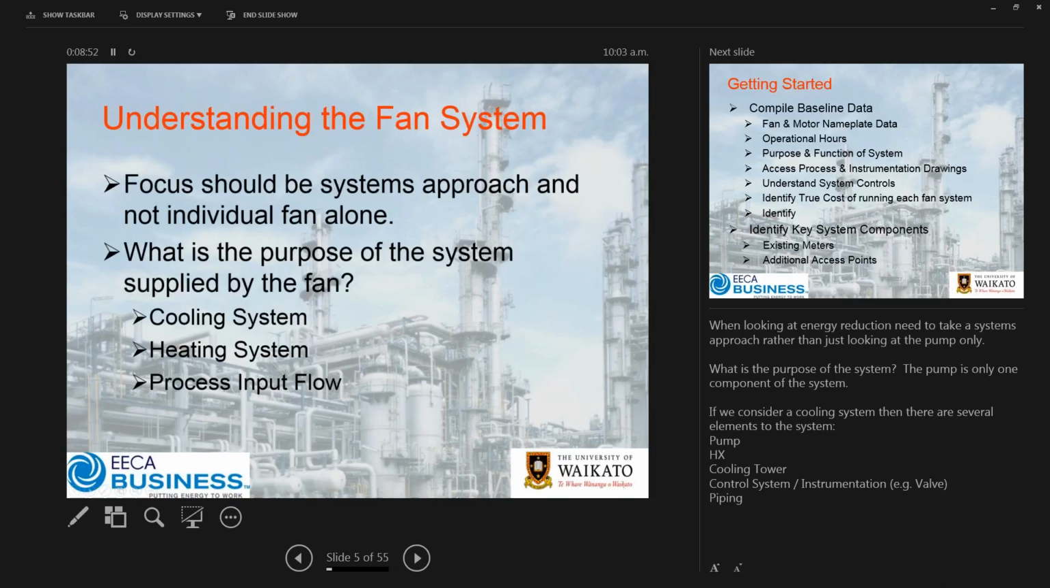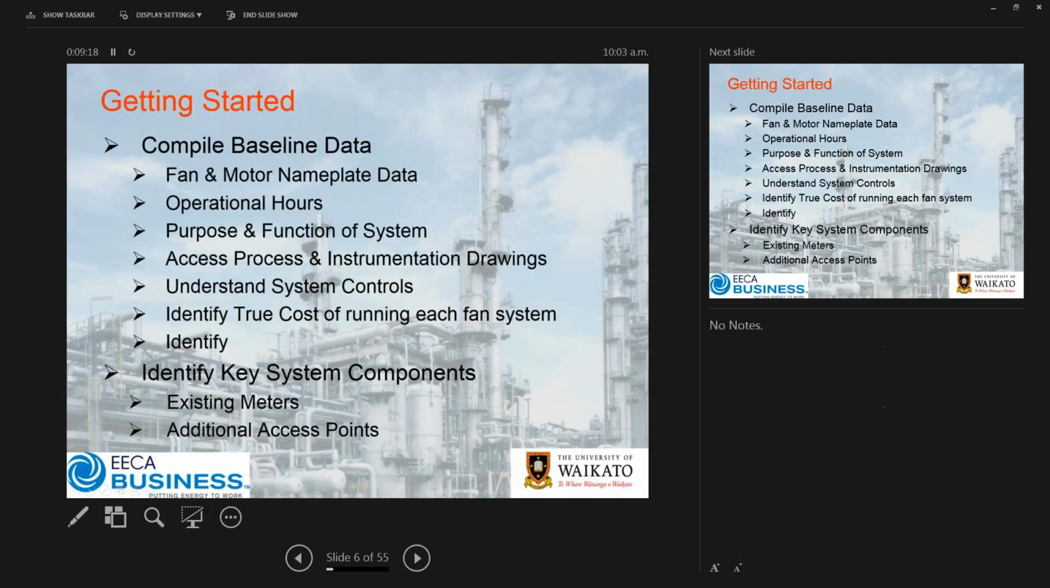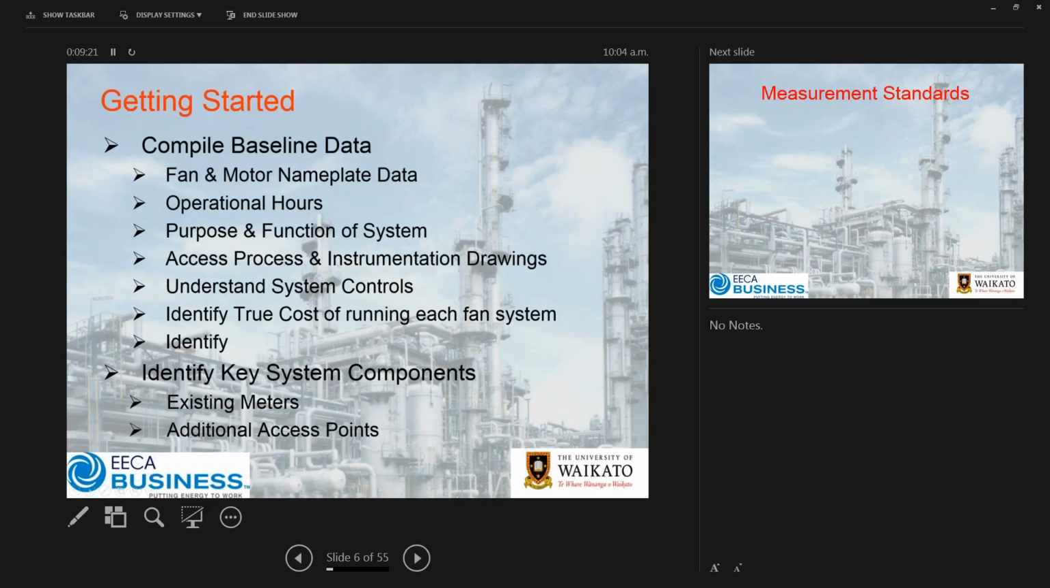Obviously it comes back to, what is the airflow or gas flow that you're dealing with? It could be a cooling system, a heating system, or some sort of process input flow. It could be an HVAC system where you're trying to control a pressure or so many air changes per hour, etc. There's a number of things you could be trying to do, and it's important to understand what you need to do, as opposed to just wanting the fan to run efficiently. So it's taking a much bigger picture.